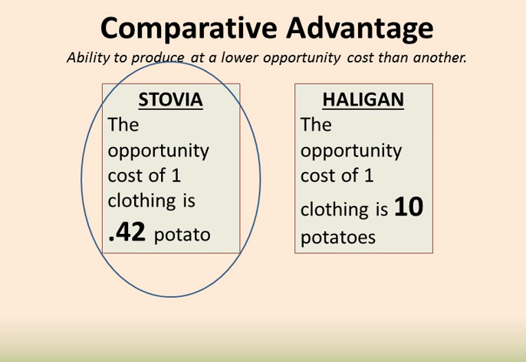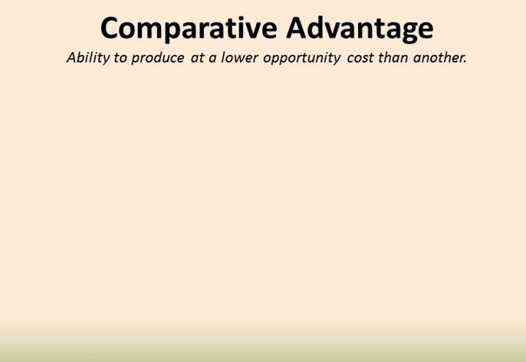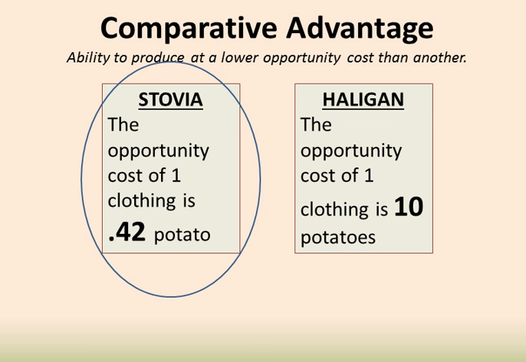Now, what I hope you notice is that they were opposites. Stovia had comparative advantage in clothing, but Halligan had comparative advantage for potatoes, and that's a common, typical relationship when we're looking at comparative advantage.